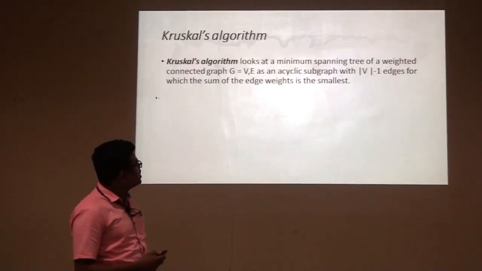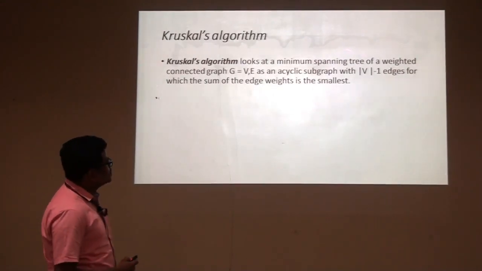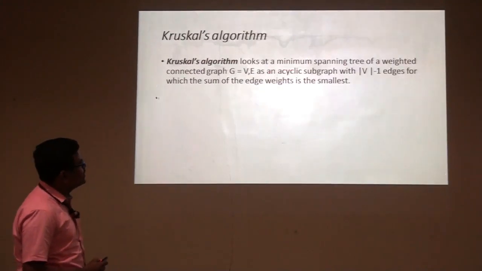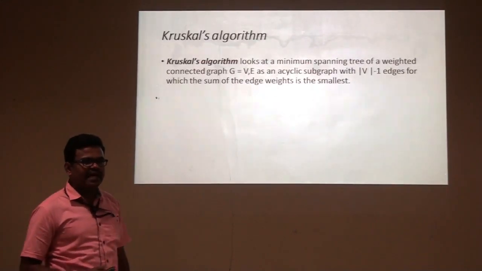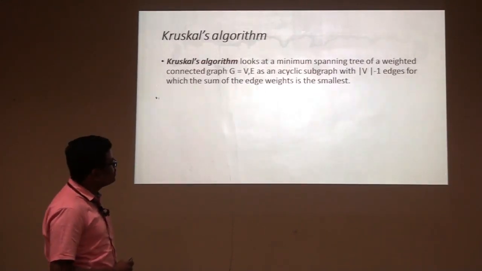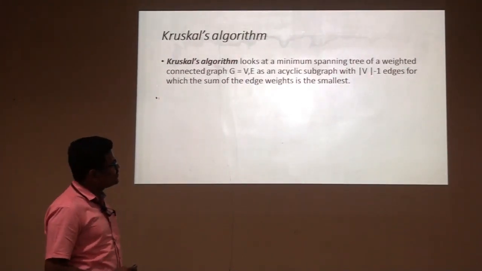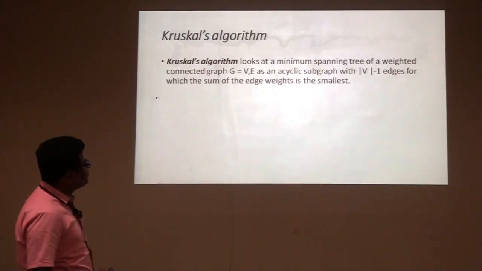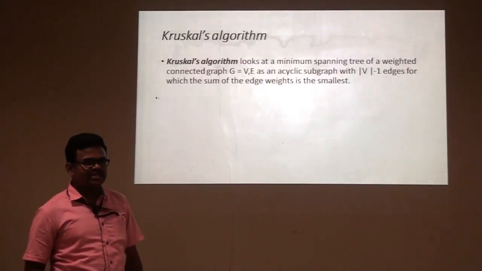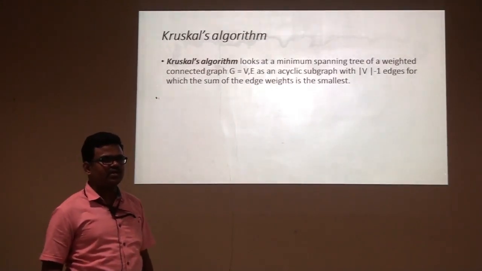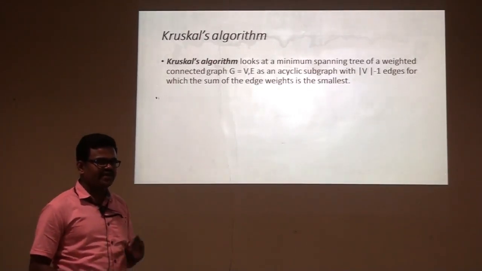Next example is the Kruskal algorithm. We are going to see about the Kruskal algorithm. The Kruskal algorithm finds the minimum spanning tree of a weighted connected graph G. Here also we have the vertices and the edges, and we are going to form an acyclic subgraph with V minus 1 edges for which the sum of the edge weights is the smallest. So we are going to find the smallest edge for the graph that does not form a cycle. We have to check whether we are forming a cycle or not.